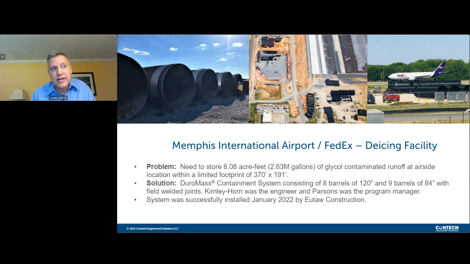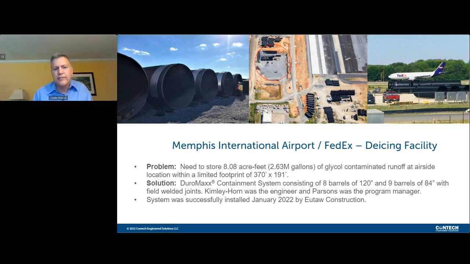So needless to say, even a single ice or snow event in the winter would greatly impact this scale of flights. And the problem they faced with their de-icing facility was they needed to store 8.08 acre feet or 2.63 million gallons of glycol contaminated runoff at an airside location with a very small limited footprint of only 370 feet by 191 feet. And this project bid originally with a concrete vault design, and it came in over the project budget. So after a redesign and a second bid process, the contractor selected a Duramax containment system as the solution.